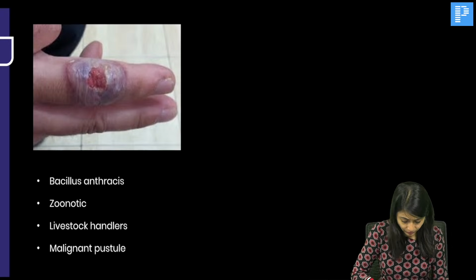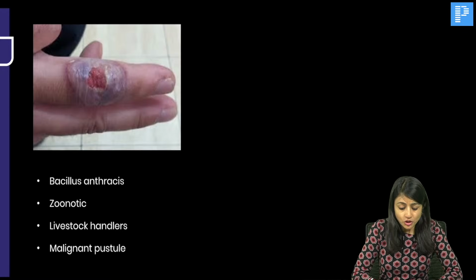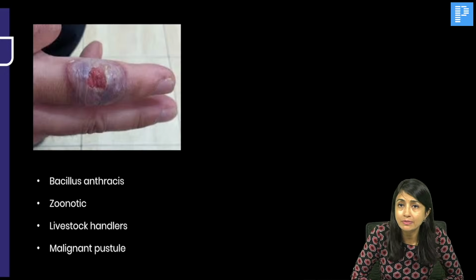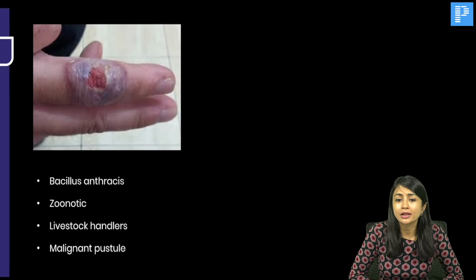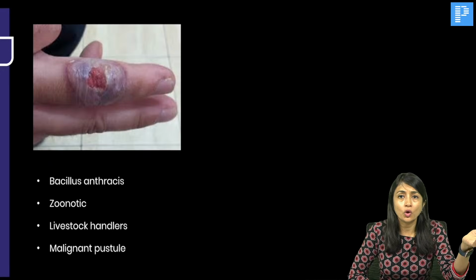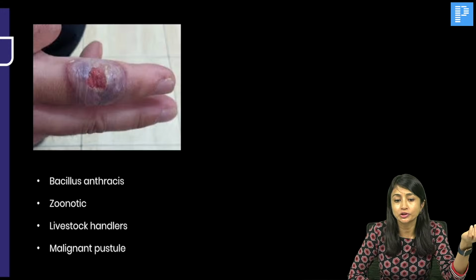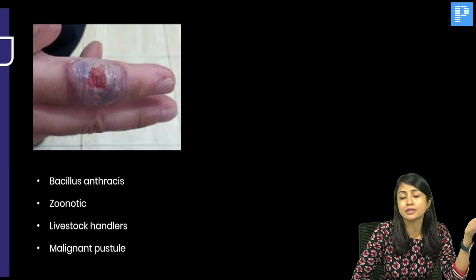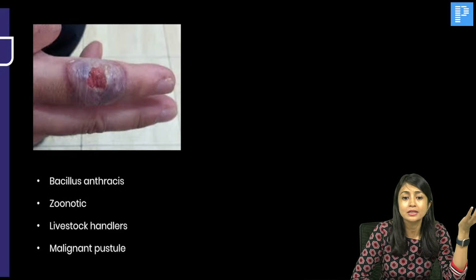Now, again I have written. So, here is a livestock handler who presents with this image. So, again if something like this is given and a livestock handler is mentioned, you should think of, what is this condition? Good. So, you have already given me the answer. Yes, this is anthrax. The bacillus causing it is Bacillus anthracis.